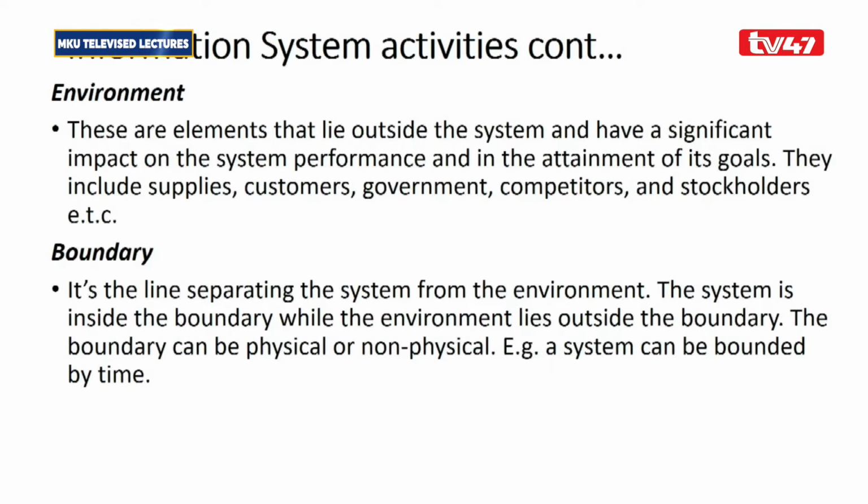Now, the other component of every information system is the environment. These are the elements that lie outside the system and have a significant impact on the system performance and in the attainment of its goals. Sometimes we may have parts of our organization that are not necessarily within, but they affect how we carry out our operations in one way or another. This is what we are calling the environment of the information system. They include things like what? Our suppliers, our customers, the government, the competitors that we have, and our stakeholders.